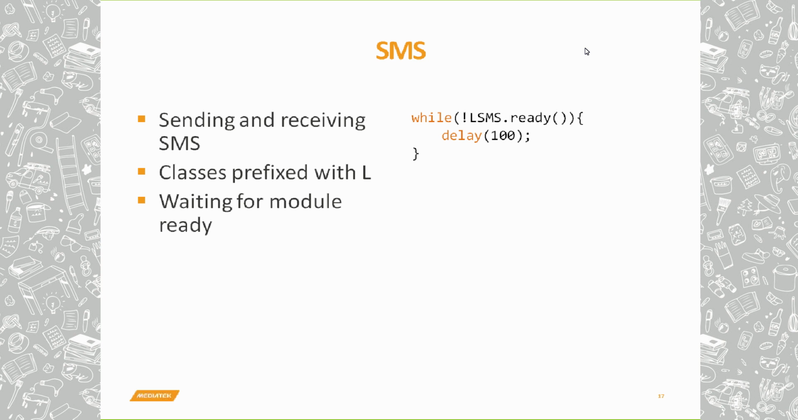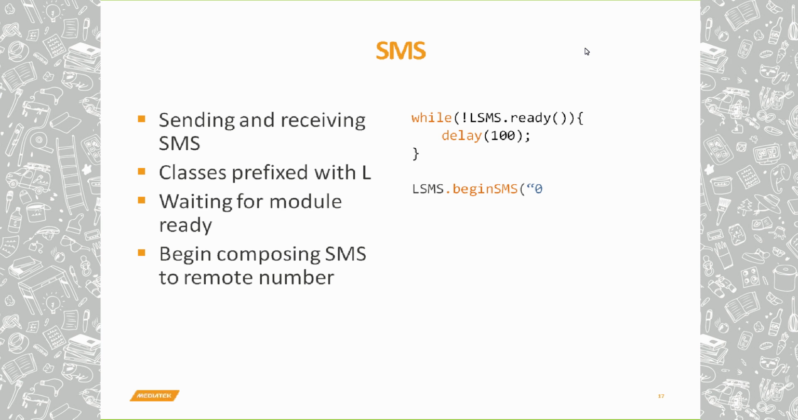For example, for sending an SMS, first of all, we have to check if the board is ready to send SMS. We do that by calling LSMS.ready. This will give you back true or false, depending on whether it's ready or not. And if it's not ready, we wait for a tenth of a second and check again until we are ready. The next thing to do is to start your SMS. So we call LSMS.beginSMS and specify the number we want to send the text message to.